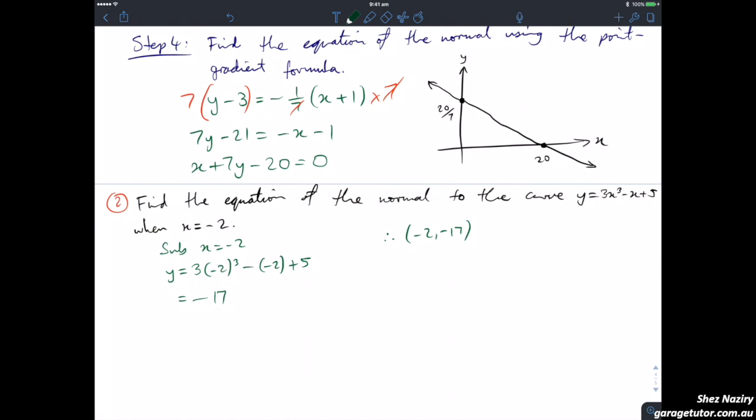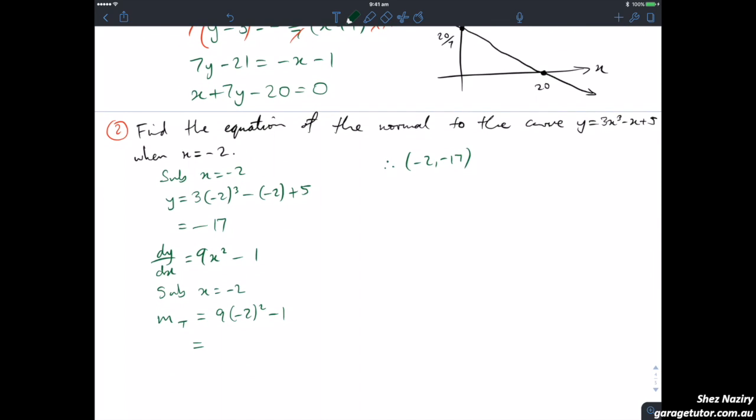Now we need a gradient. So let's differentiate this function. dy/dx is 9x squared minus 1. This is our gradient function. What should I find first regardless? The gradient of the tangent. So sub x equals negative 2, and we end up with 9 times negative 2 squared minus 1, and that will give us 35.